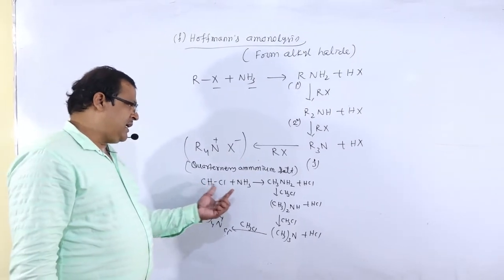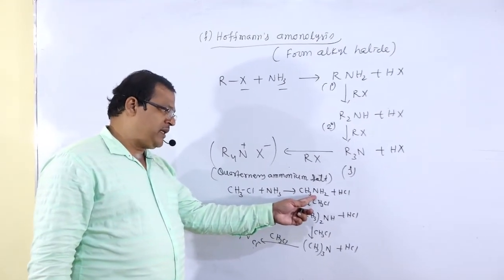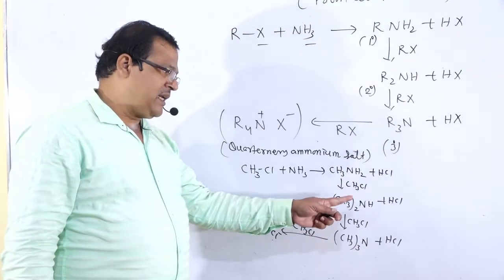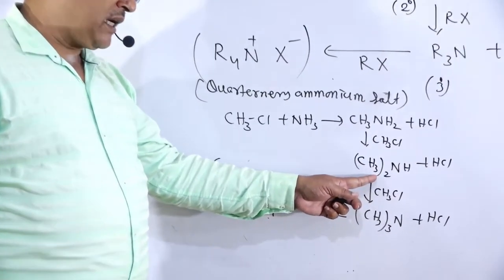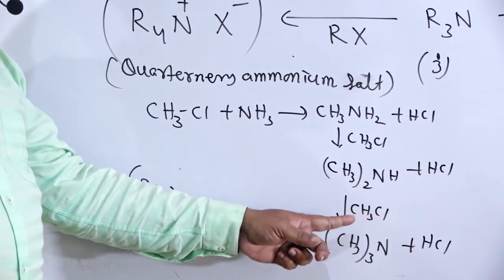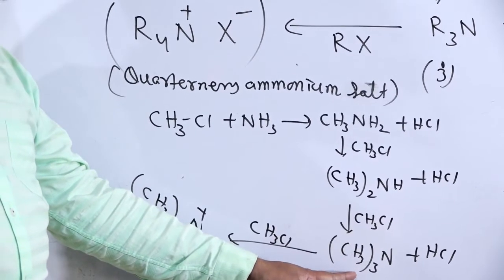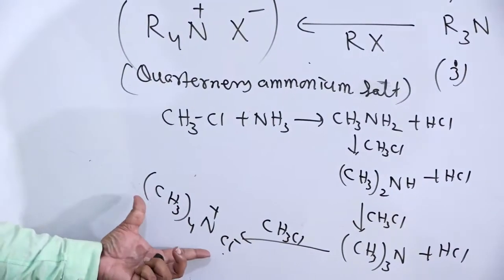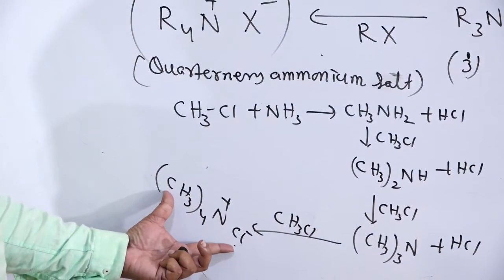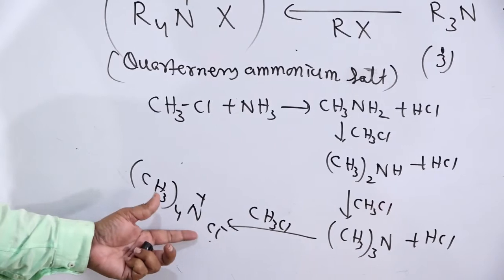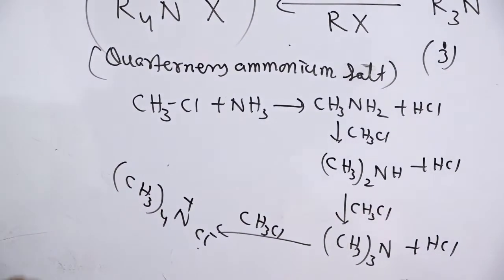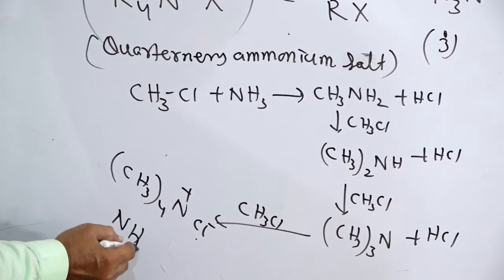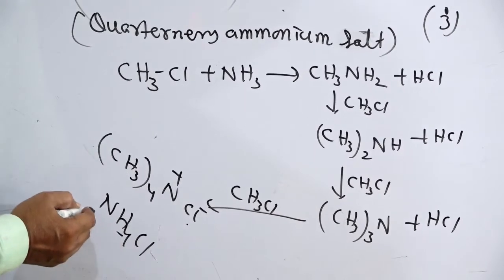Alkyl halide reacts with ammonia to form primary amine. Primary amine again reacts with alkyl halide to form secondary amine. Secondary amine again reacts with alkyl halide to form tertiary amine. Tertiary amine again reacts with alkyl halide to form quaternary ammonium salt. You know the formula for that, NH4Cl, that is ammonium chloride.